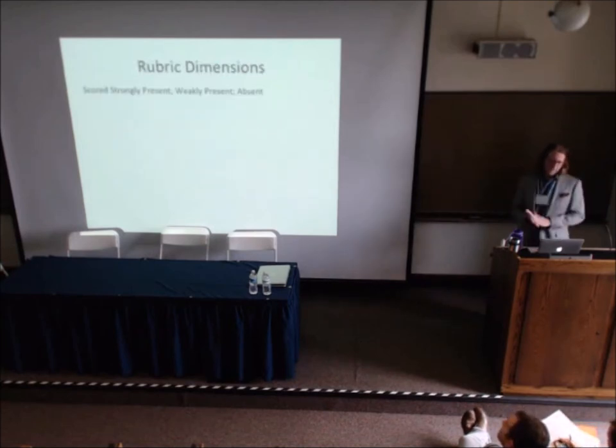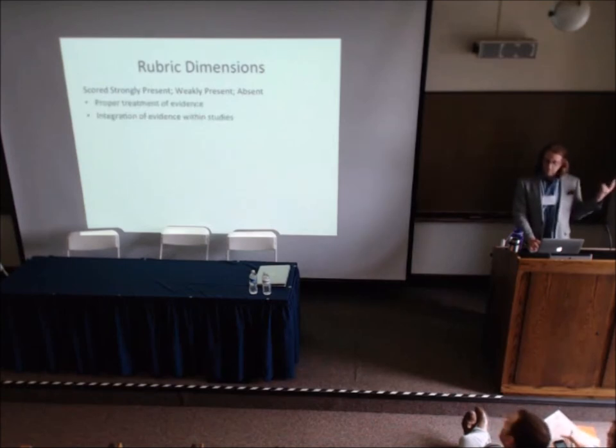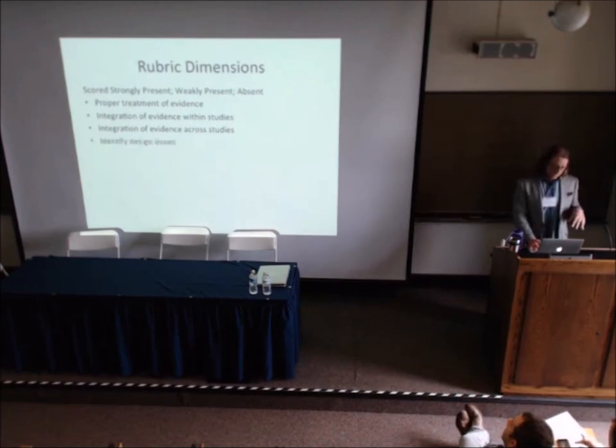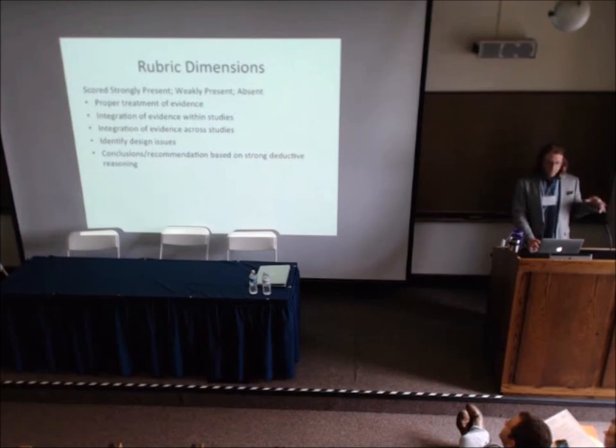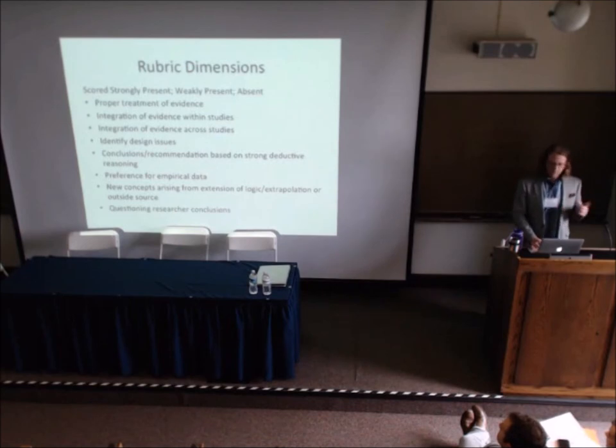So very fast, the rubric dimensions were to analyze student work for whether or not these sort of behaviors were present, strongly, weakly, or completely absent: proper treatment of evidence, integration of evidence within the studies that they were presented with, integration of evidence across the studies they were presented with, identifying design issues, conclusions and recommendations based on strong deductive reasoning, preference for empirical data, new concepts arising out of either logic that was inherent or bringing in an outside concept, and questioning researcher conclusions.